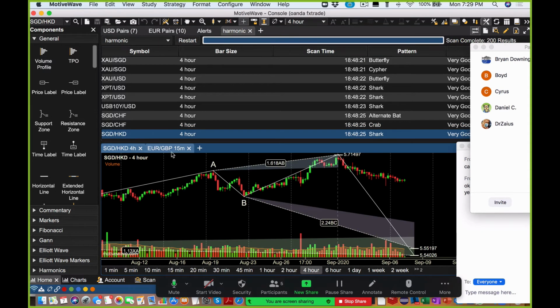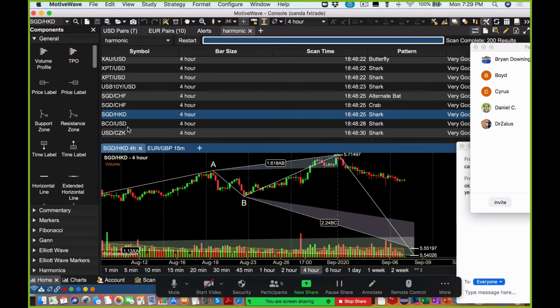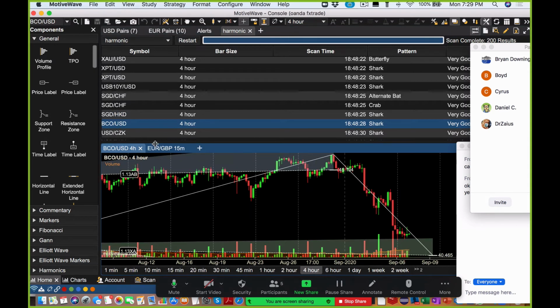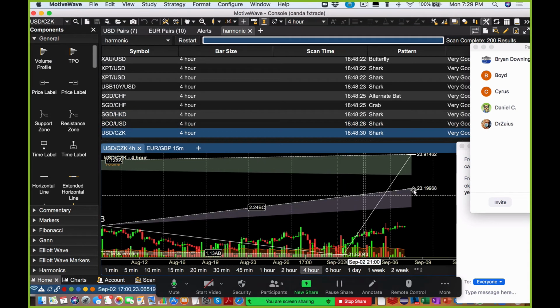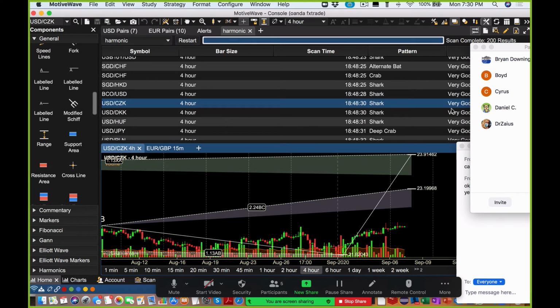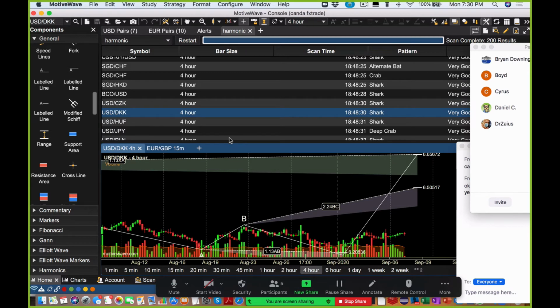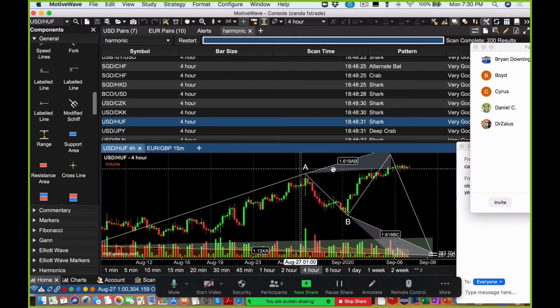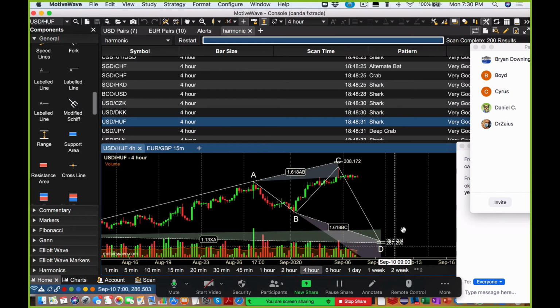Singapore against Hong Kong dollar, got a short there. Brent crude, another short. Here, I know this one's going to do well. The USD against the Czech, against the Danish. Another long. Here's an interesting one. This is the Hungarian. So we have a short here. Don't ask me why.